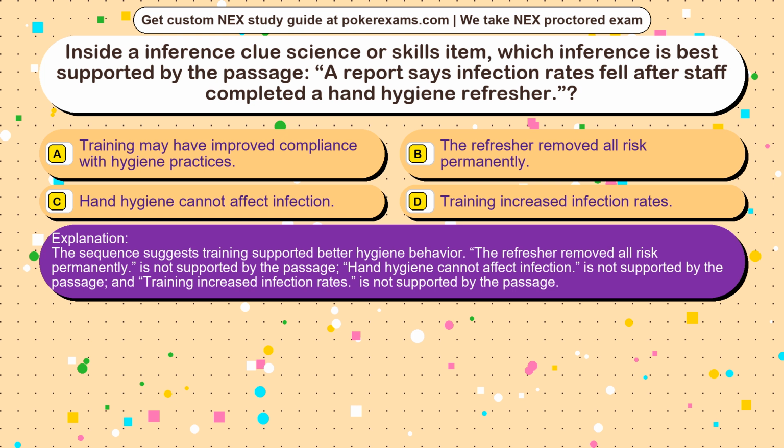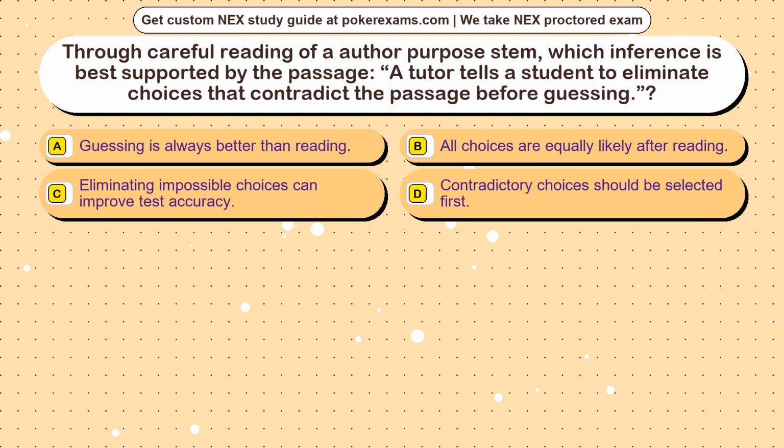Question 25. Through careful reading of a author purpose stem, which inference is best supported by the passage? A tutor tells a student to eliminate choices that contradict the passage before guessing. Option A. Guessing is always better than reading. Option B. All choices are equally likely after reading. Option C. Eliminating impossible choices can improve test accuracy. Option D. Contradictory choices should be selected first.